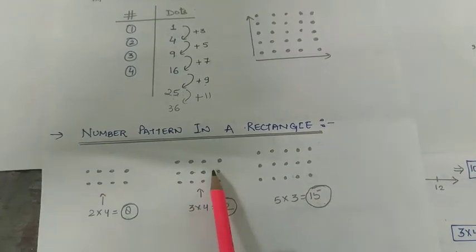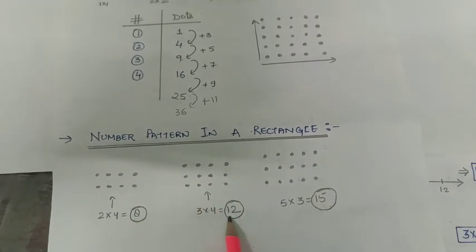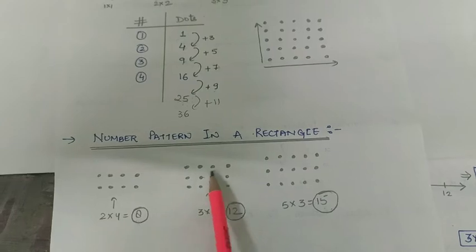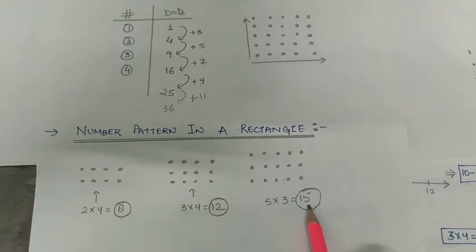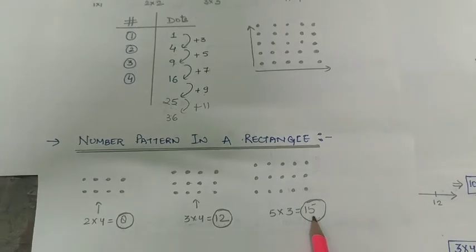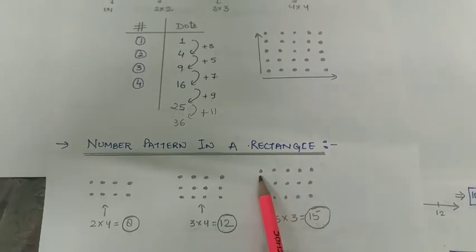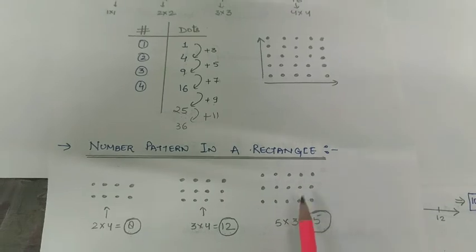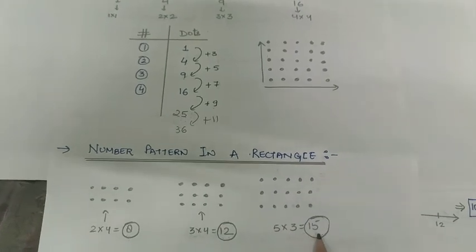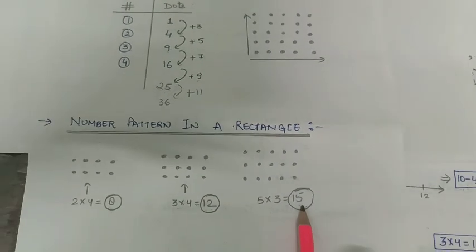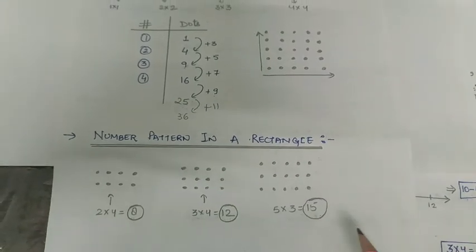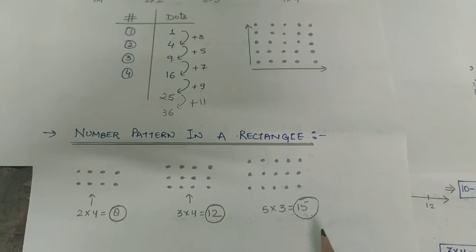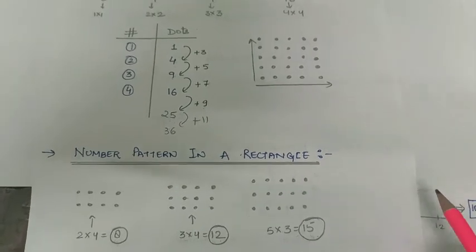Then another rectangular number is 12. How are we arranging dots in this? In the form of 3 rows and 4 columns. So 3 into 4, 12. Another rectangular number is 15. How do I have 15? I am arranging my dots in the form of 3 rows and 5 columns. So 5 into 3 is 15. So these are certain rectangular numbers, and we can have any number in the form of a rectangle that follows the pattern of a rectangular shape.